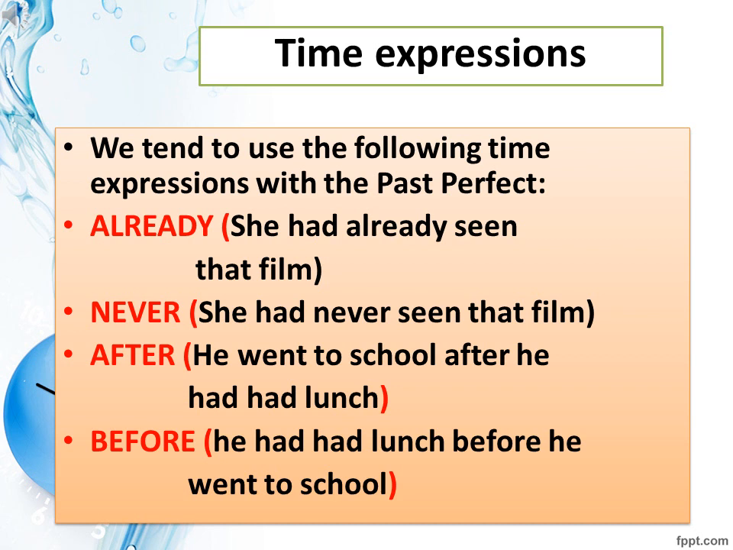Okay, now let's see time expressions before we see the uses of the past perfect. There are always expressions and words that indicate the time, which tell us what time or tense we use the verb in. Okay, so we tend to use the following time expressions with the past perfect. First one: already, مسبقا. For example: she had already seen that film.